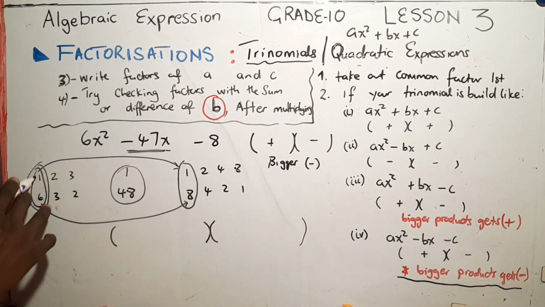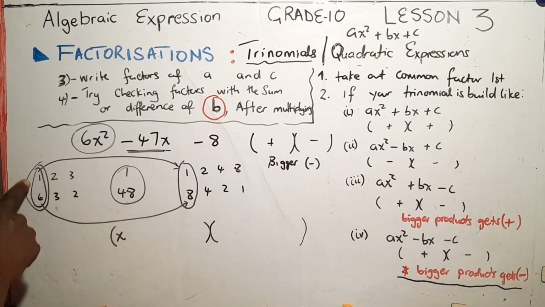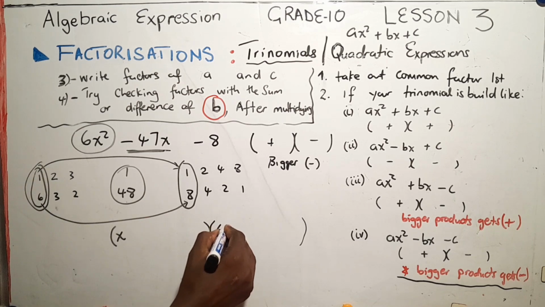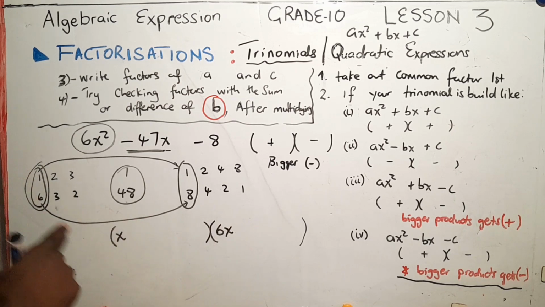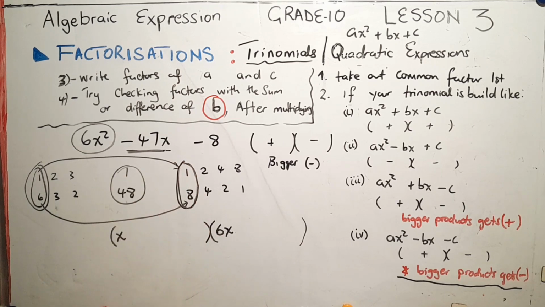So it means that on the first one, since these are the factors of 6x squared, the other one will be x because it is 1, and the other one will be 6x like that. So it's 1x and 6x. On these factors now, let's see where to place which one.